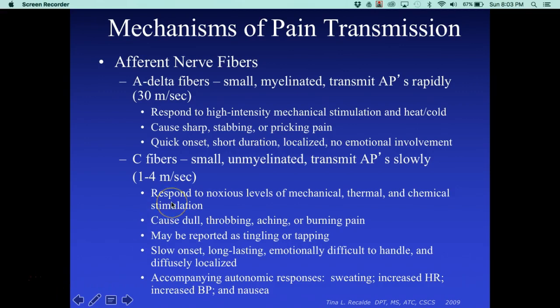So here's where we get into the meat of things, and this is a little confusing at first, but hopefully you guys have had some exposure to this in your classes last semester. This is the mechanisms of that pain transmission. We have different fibers. These are our afferent nerve fibers. So one of them that's very infamous that you'll get to know quite well is what we call your A delta fibers. They're fairly small and they're myelinated, so this allows them to transmit that action potential pretty quickly, pretty rapidly, about 30 meters per second.